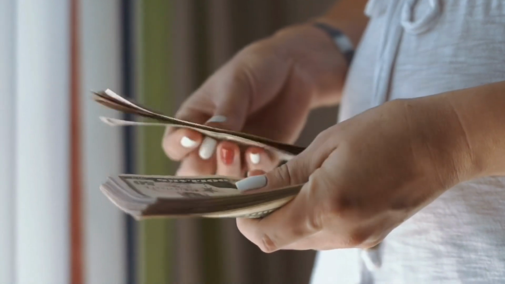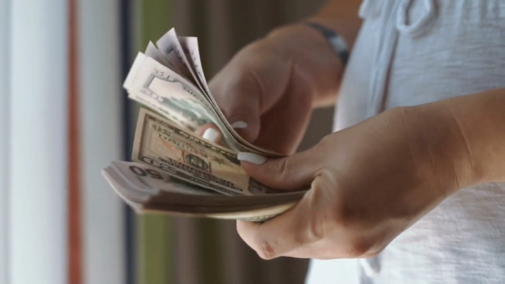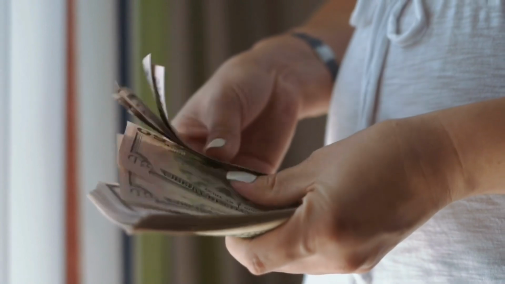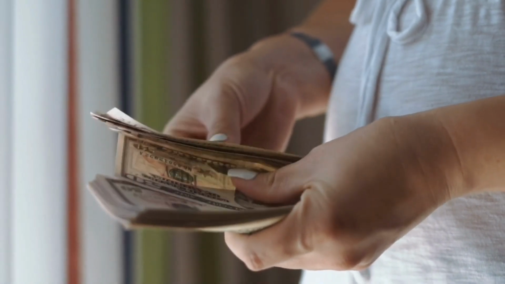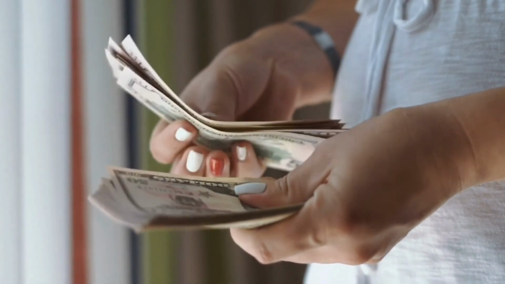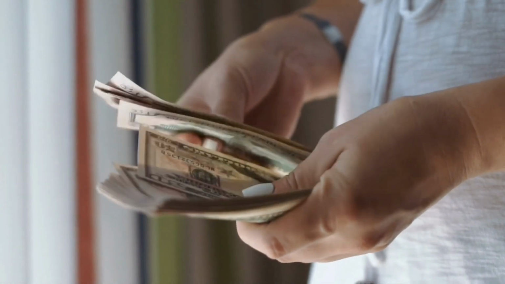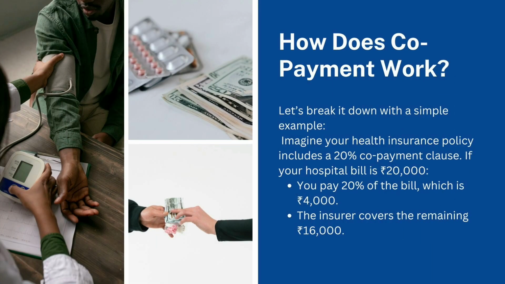Copayment, or copay, is a fixed percentage of the medical expenses that you, as the policy holder, agree to pay out of pocket for each claim. The insurer covers the remaining portion of the cost. How does copayment work? Let's break it down with a simple example. Imagine your health insurance policy includes a 20% copayment clause. If your hospital bill is rupees 20,000, you pay 20% of the bill, which is rupees 4,000. The insurer covers the remaining 16,000 rupees.